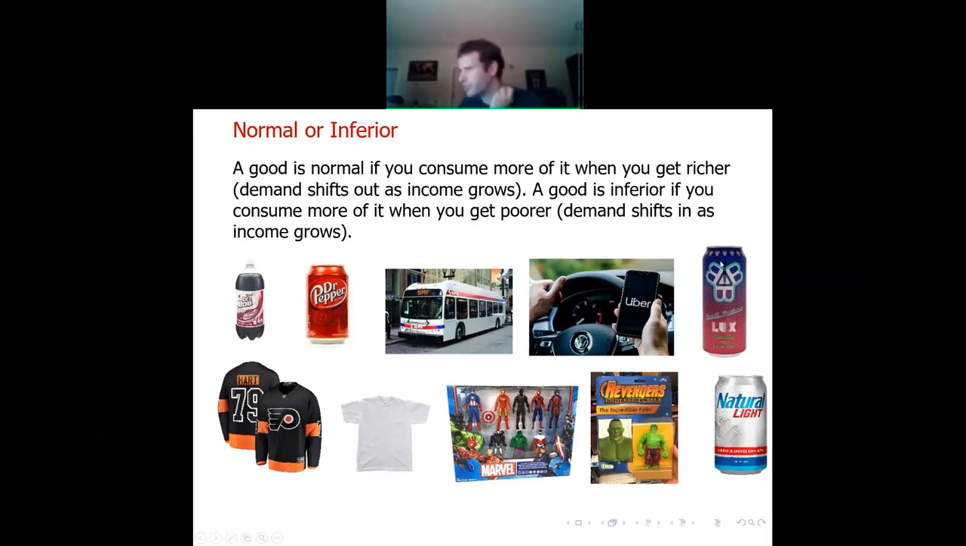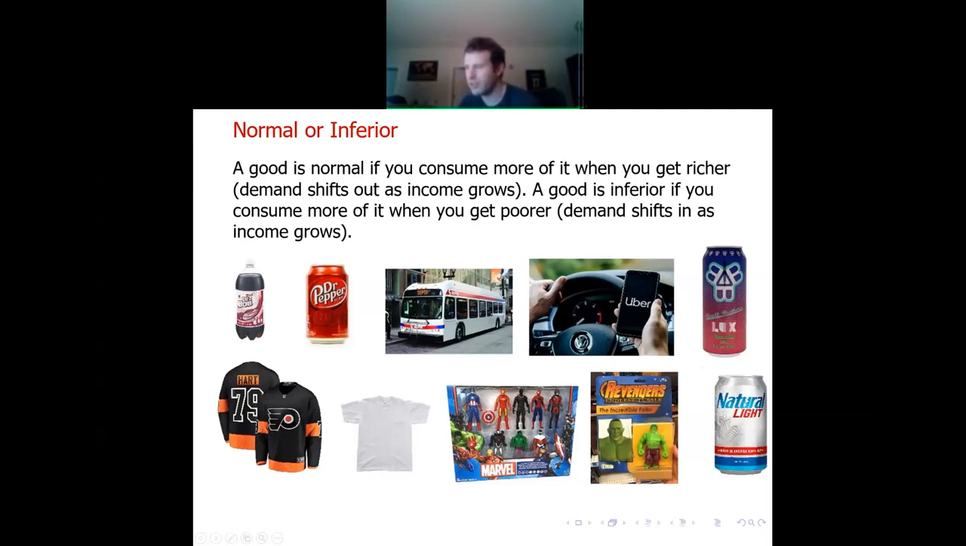Next up, these two down here on the right-hand side. One's a beer, the other's a Natty Light. One's like a normal beer, the other's Natty Light. I'd rather consume the fancy beer when I have more money. Obviously, if my money decreases, the fancy beer is going to be more expensive, so I wouldn't want to consume that when I get poorer. So I would consider this fancy beer to be a normal good.